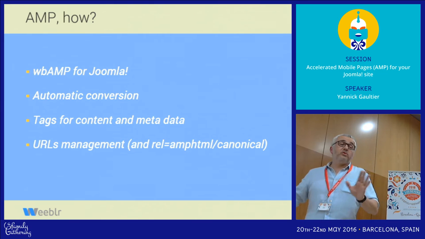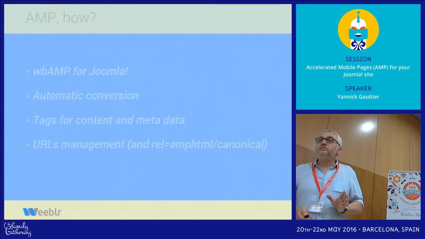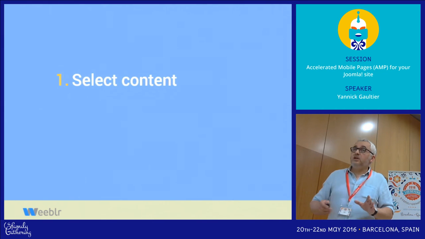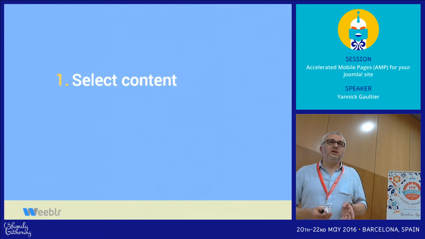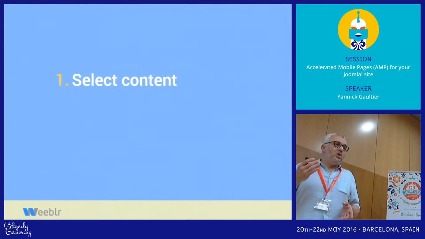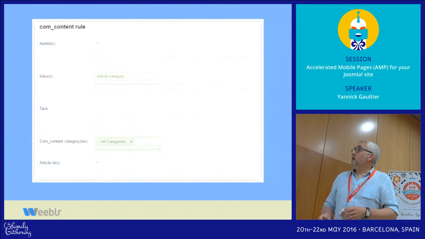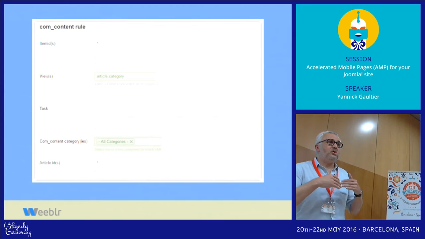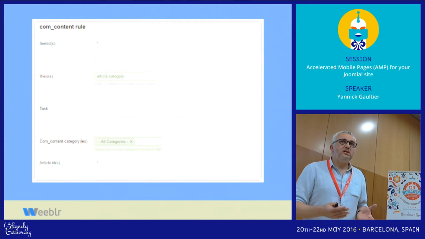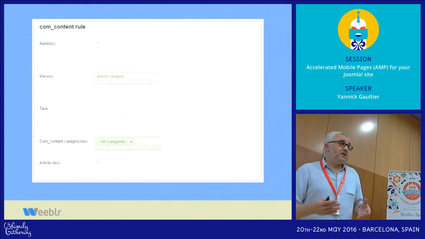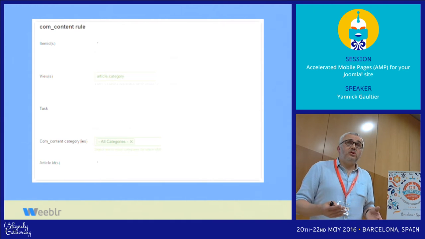So that's a general view. That's what the plugin is doing. Now, if you start implementing things using Weeby AMP, what you have to do first is select content. Why? Because you don't really want to put all of your site there. You can, but it's probably not going to be useful.